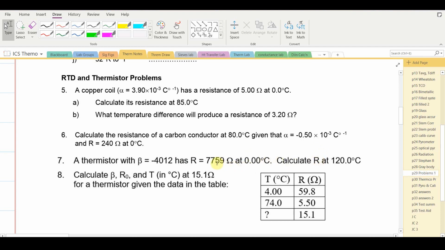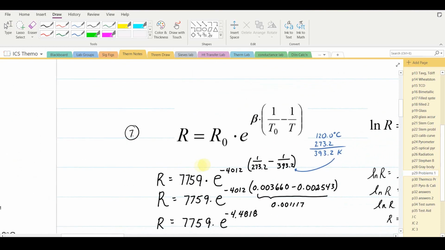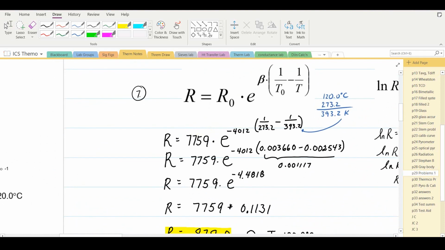Now this resistance of 7759 ohms is at 0 degrees C, so that would be R sub 0. We're calculating the resistance at 120 degrees C. One of the things you must keep in mind is that for the thermistor calculations, they are in Kelvin degrees, not Celsius. So we must convert. Now, it seems tedious for me to write this all out for you, so I've gone ahead and written it out. I'll just walk you through it or talk you through it here right now. We've got two different formulas we can use.